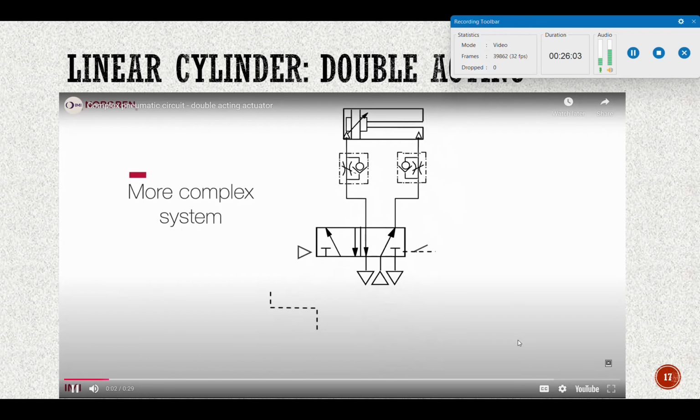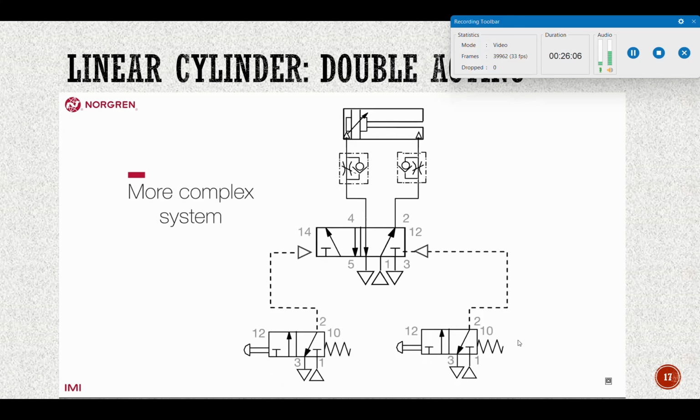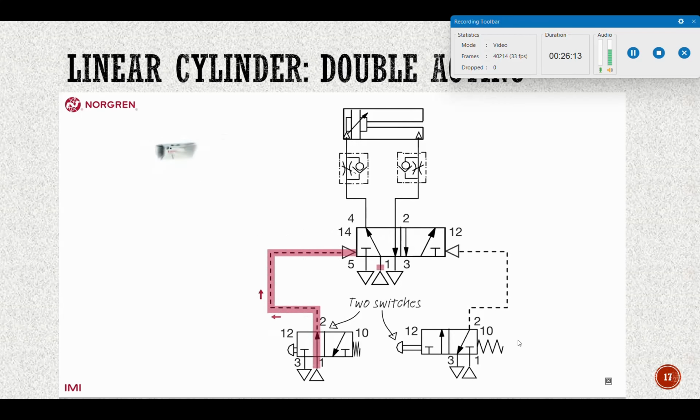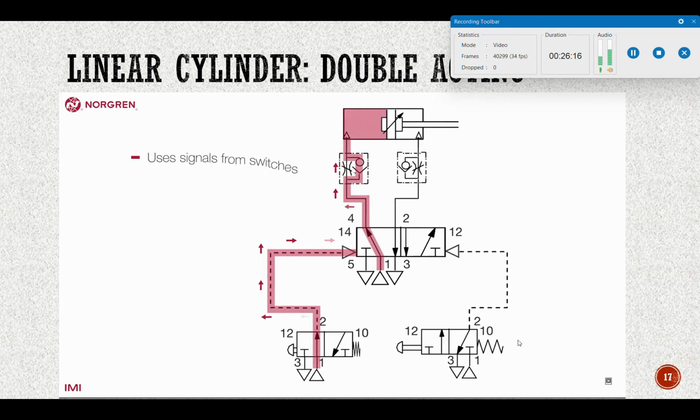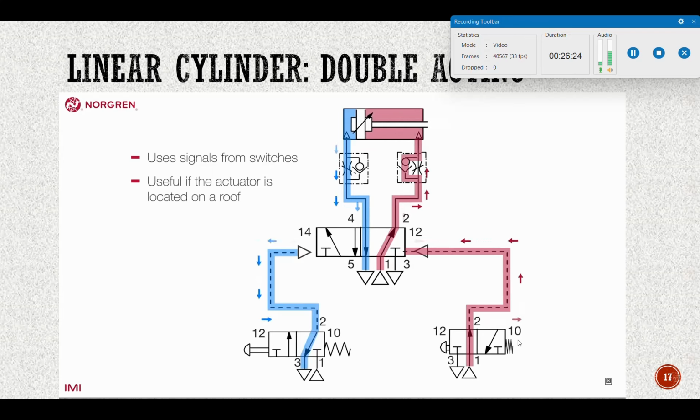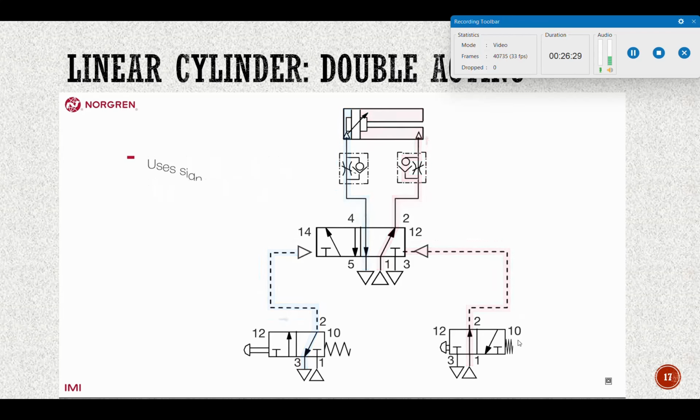Now we will move on to a slightly more complex system. A double-acting actuator is operated by an air-piloted valve, which is signaled by two switches. Rather than relying on a spring, this system uses signals from switches to move it both out and back in. This setup might be useful if the actuator was located on a roof, for example. Only small pilot lines need to come down to operator level. So you have a valve controlled by two valves.